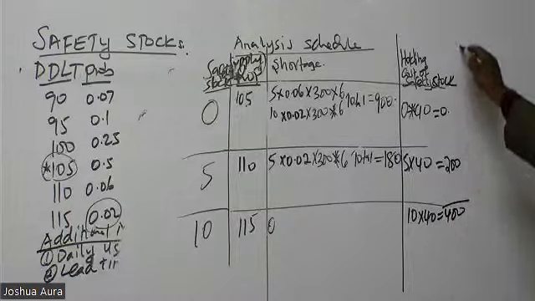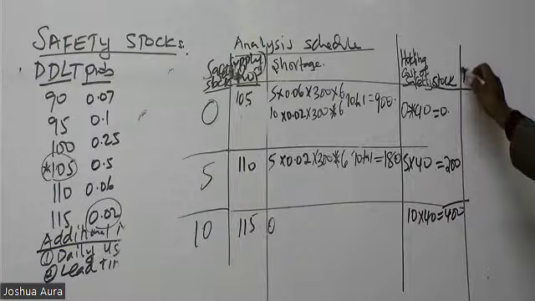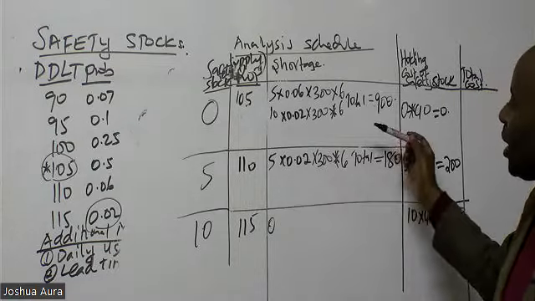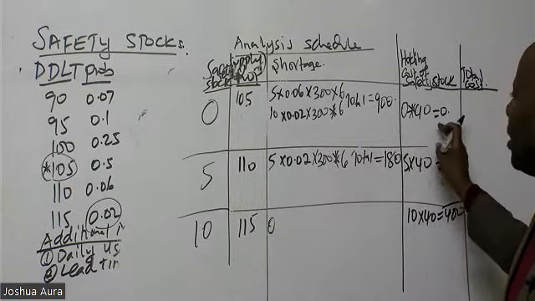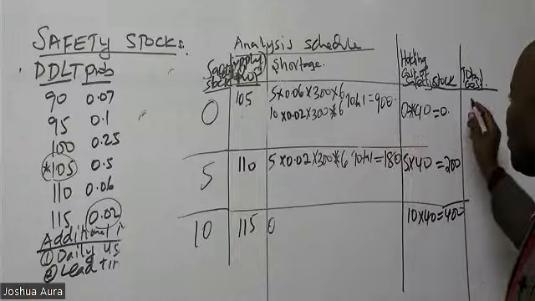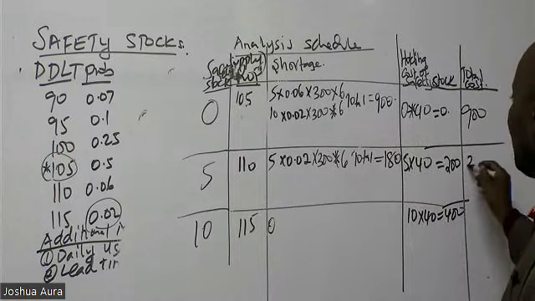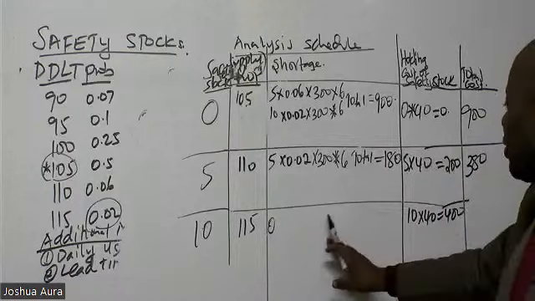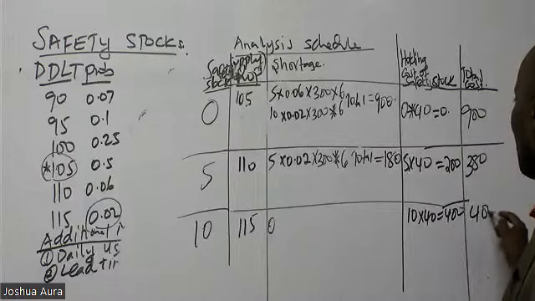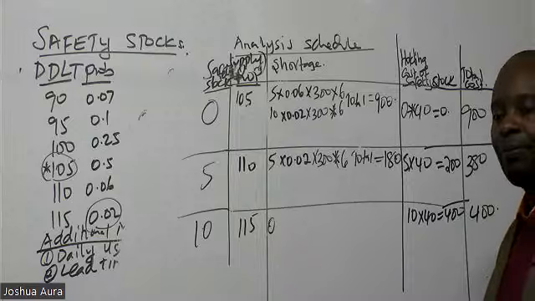Could you kindly give me the last column, which is the total cost? Total cost, now you are taking the shortage cost plus the holding cost. So 900 plus 0 gives me 900. We have 180 plus 200, giving me 380. This is 0 plus 400, which will give me 400.